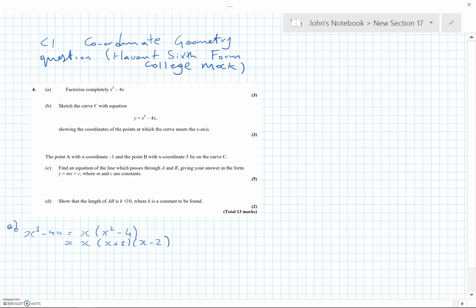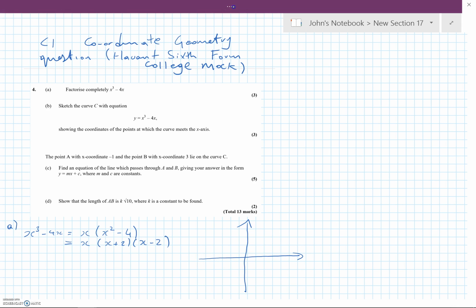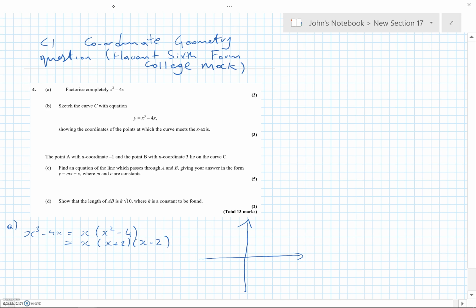Now B, sketching the curve. Okay, let's draw it here. Change colour. Right, now it's going through the axes this way, and we know it's going to be a cubic of that type because a is greater than 0. If it were the other way around, a less than 0, it would be a cubic of that type.